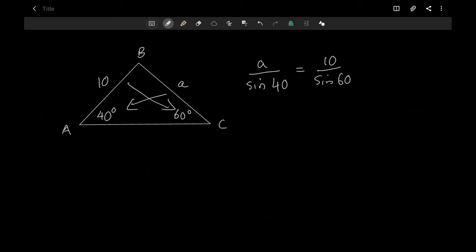We can now solve for the length a by multiplying both sides by sine 40. When you multiply the left-hand side by sine 40, the sine 40 cancels out, so you have a. The right-hand side will be sine 40 multiplied by 10 over sine 60. And when you put that into the calculator, you get the length a is equal to approximately 7.4. So this is an example of when you're given two angles and one side and you've been asked to find the length of the other side.